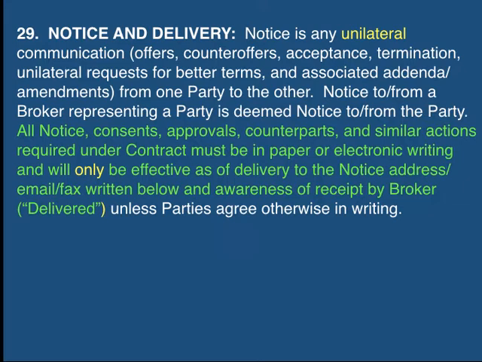This is very important because it's saying here there'll be any notices, consents, counterparts, anything like this under the contract must be in paper or electronic writing and will only be effective as of delivery to the notice address written below. There's an address for the notice for the buyer and for the seller. And we'll get there in a minute. This reminds me to remind you that all contracts must be in writing. Verbal contracts mean nothing, absolutely nothing. And this paragraph is saying that the signature is on this contract and the contract will be binding only if delivered to the notice address below and the awareness of receipt by the broker.